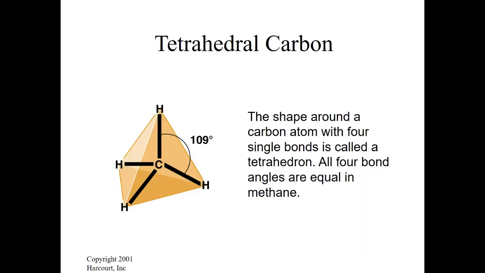So all these carbons are bonding in a tetrahedral way. There's 4 hookups, and they're all spread apart as far as they can in 3 dimensions. And when they do that, they make an angle of 109 degrees between the 2 hydrogens. Those hydrogens are trying to stay as far apart as possible from each other.